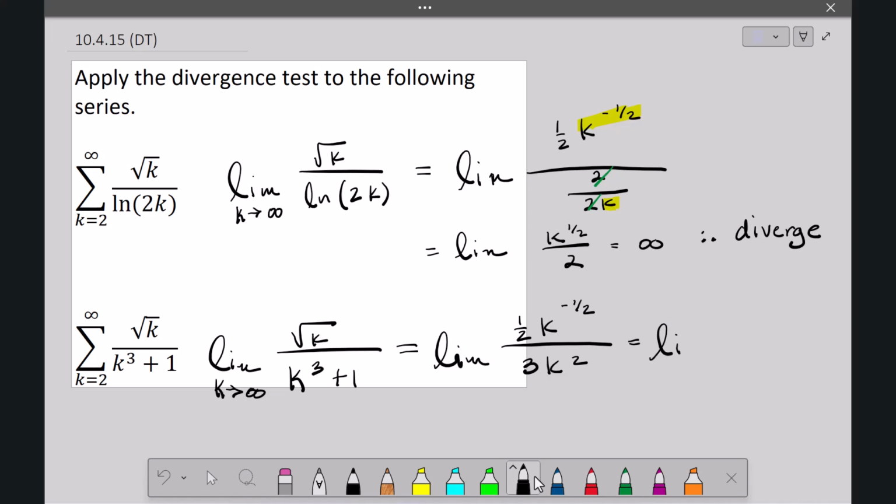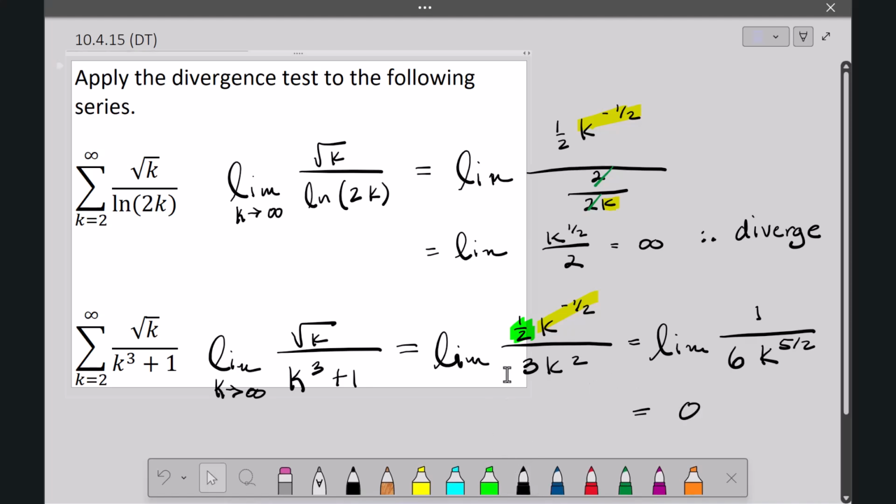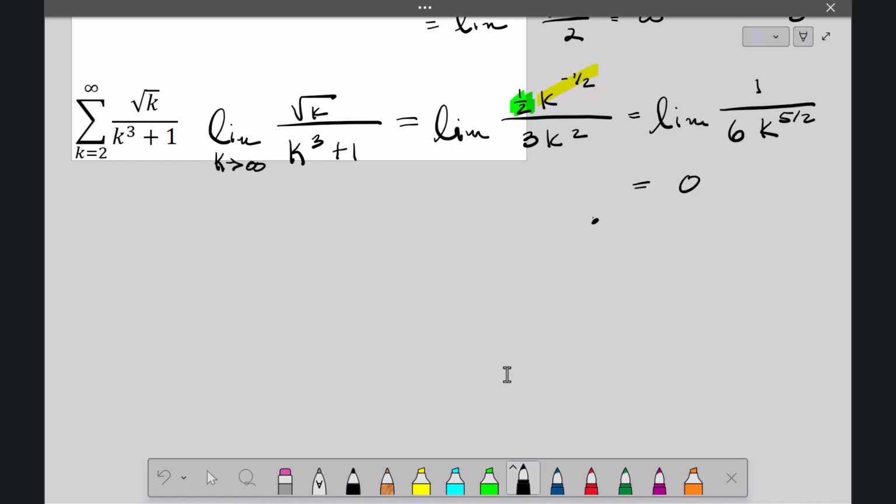Let's go ahead and just rewrite this a little bit, simplify it. So we will end up with 1 over 6k to the 5/2. The k to the negative 1/2 is going to go to the denominator. We'll have k squared times k to the half, which is k to the 2 plus 1/2, which is k to the 5/2. And this 1/2, the 2 is pushed into the denominator. Now, this limit is 0. And so what we decide here is that the test is inconclusive. So this means that the series might converge or it might diverge.